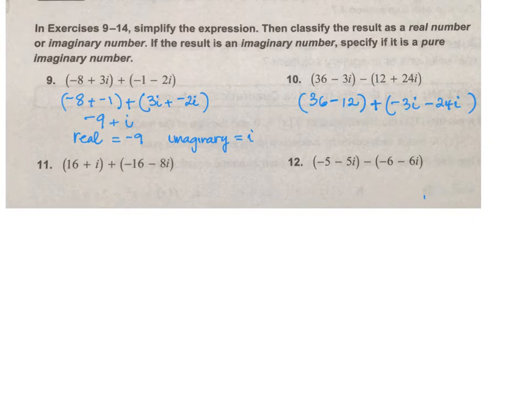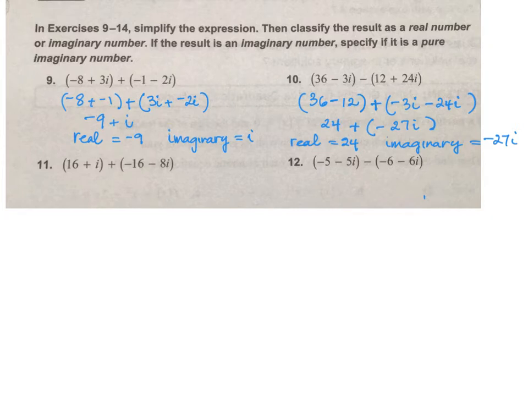So I write that down, 24, plus the imaginary parts: -3i minus 24i, which is -27i. So now we're going to classify: the real part is 24, and the imaginary part is -27i. Remember, i is the imaginary part, and a number by itself is the real part.